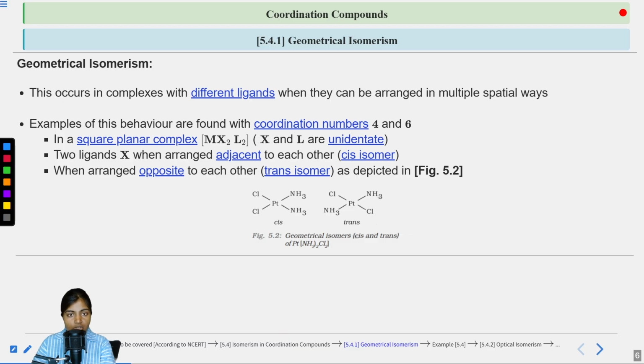Now when you arrange the X opposite to each other, like one chlorine is here and opposite to it the other chlorine is here in the geometry, and similarly the amines are also opposite to one another, in this structure we can observe the trans isomerism. So these are the geometrical isomers, cis and trans form, of this particular complex as shown in figure 5.2.